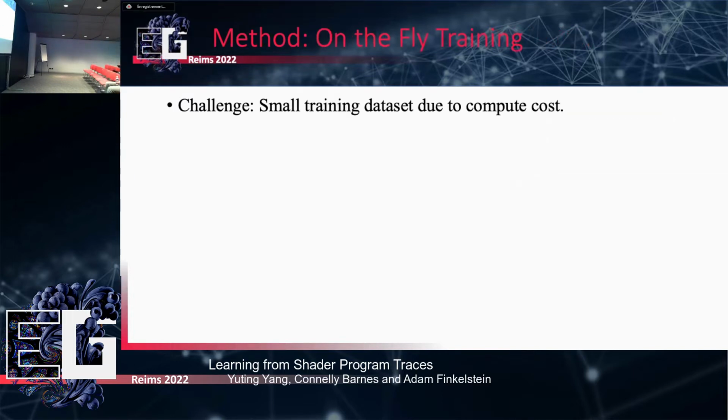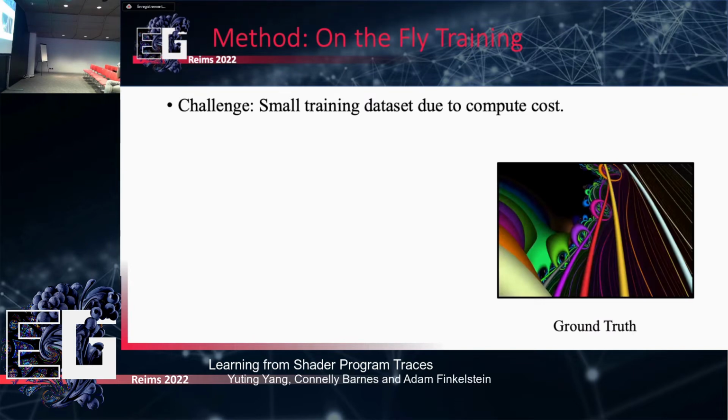Additionally, because generating a high-quality ground truth denoised result at 1,000 samples per pixel can be expensive, our learning task is limited to a relatively small dataset. For efficient learning, we note that each ground truth denoised result is paired with a one sample per pixel noisy input during the training process.